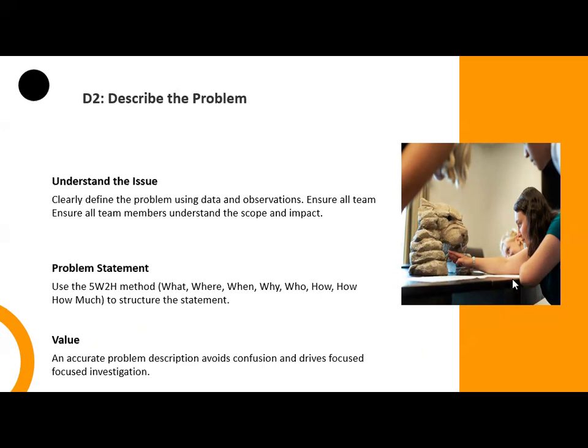So clearly, the D2 step is about describing the problem. Clarity is the key. D2 is where we define the issue precisely using tools like 5W 2H, that is what, where, when, why, who, how, and how much. So this ensures everyone is aligned on what we are actually trying to fix. We support this with charts or data logs and even customer feedback, whatever helps, to paint that full picture.